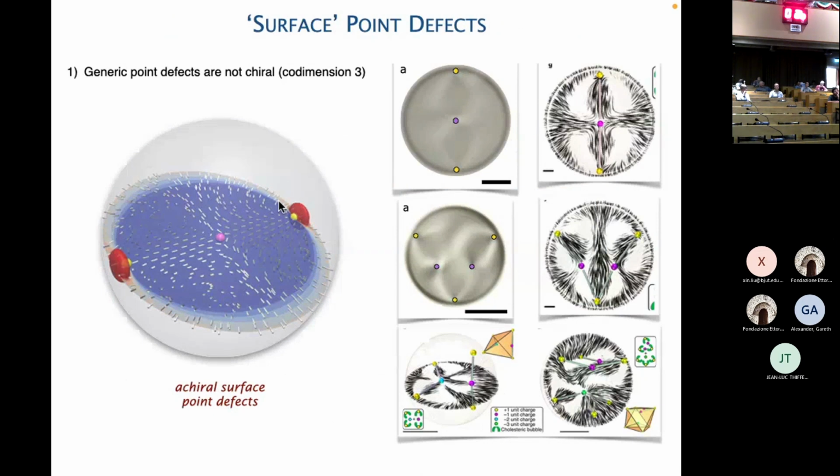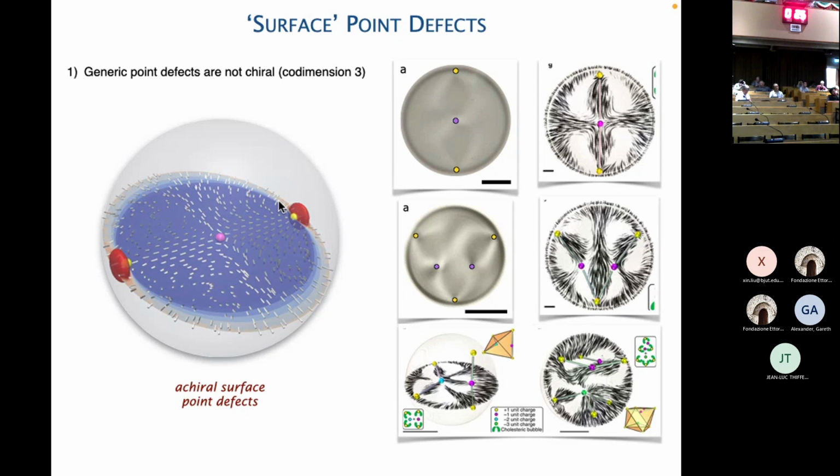Okay, so how to connect this to the observations? The first connection is that I said generically these defects are not chiral. The generic ones are not compatible with a well-defined handedness. That means the material doesn't like them. If the material doesn't like them, it will try and get rid of them. And the best that it can do is push them to the surface.